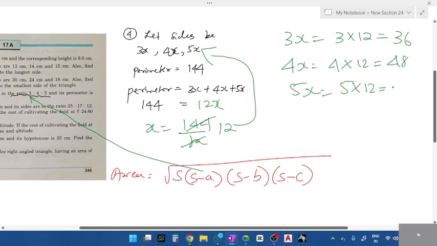Now we can find the area using Heron's formula. That's the reason they have given the perimeter. Only with the perimeter value we were able to find the x value. Okay, complete this question.